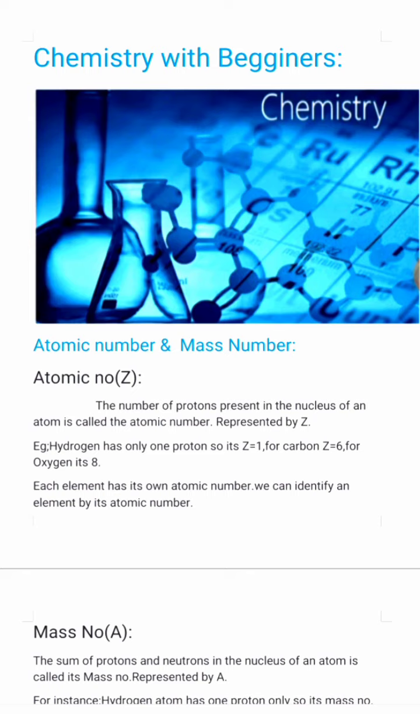For example, hydrogen has only one proton in its nucleus, so its atomic number will be 1. For carbon, the atomic number will be 6. Similarly, for oxygen, it will be 8. Each element has its own unique atomic number, so we can identify an element by its atomic number.